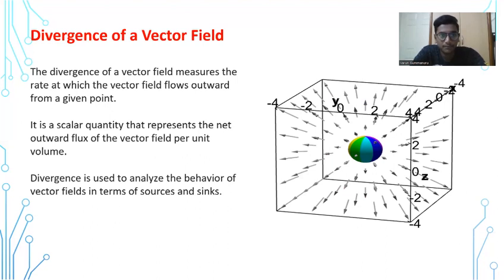Next, divergence of a vector field. The divergence of a vector field measures the rate at which the vector field flows outward from each point. It is a scalar quantity that represents the net outward flux of the vector field per unit volume. Divergence is used to analyze the behavior of a vector field in terms of sources and sinks.